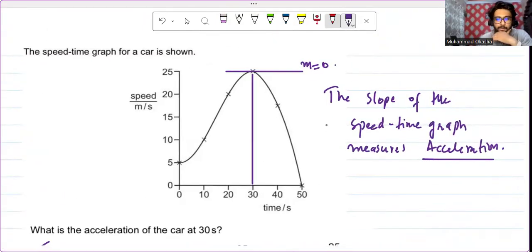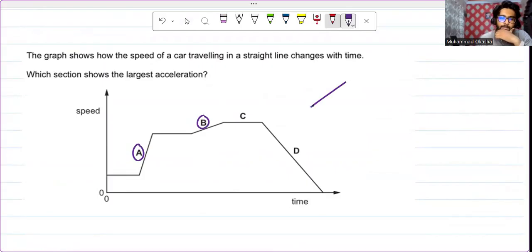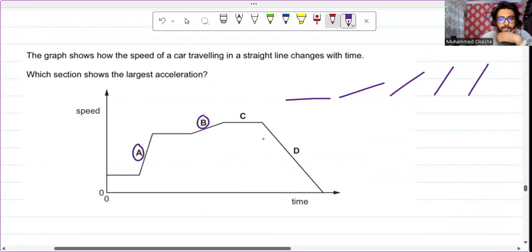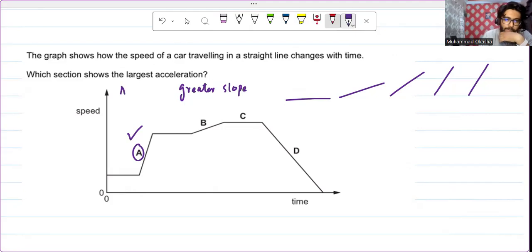The slope of the speed time graph measures acceleration, right? So the greater the slope, the greater the acceleration. This one is zero slope, smaller slope, greater slope, greater slope, right? So if you compare A and B, the slope of A is greater than the slope of B. So definitely A would be your answer because it shows the largest acceleration because of the greater slope.